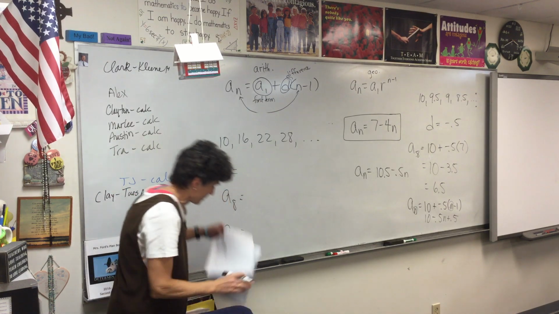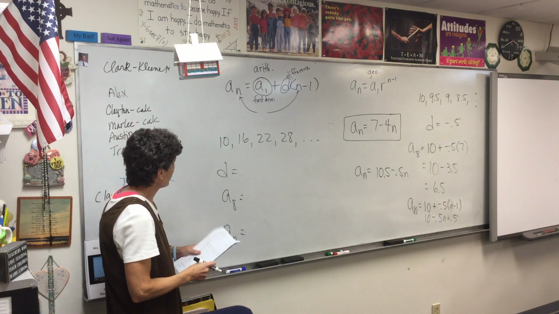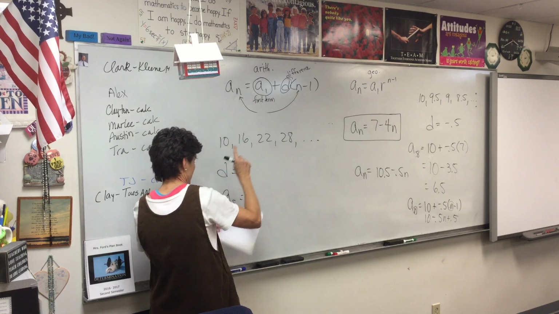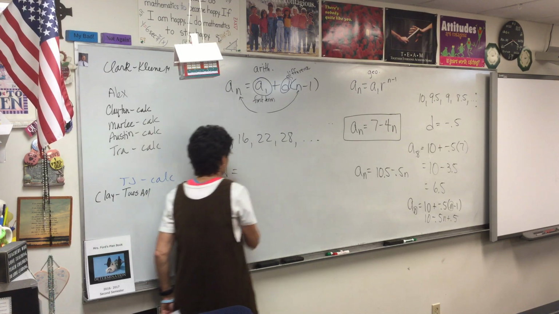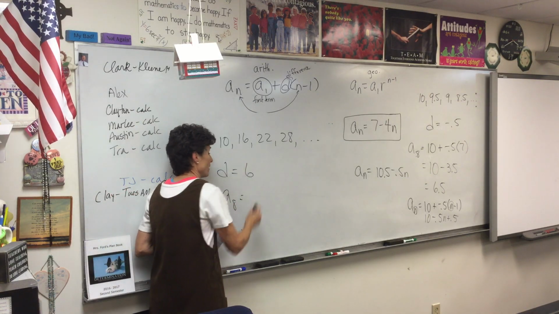All right, one more of those, then we're going to do the same thing with some geometrics. One more of these though. All right, so look at this sequence right here. This is C on page 62, C. All right, tell me, what's D? D is 6. Everybody got it?